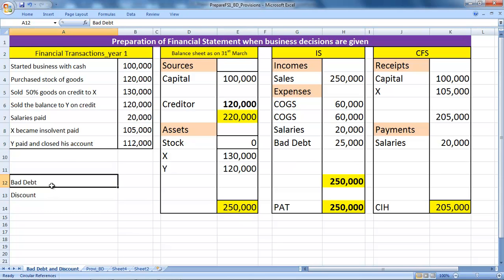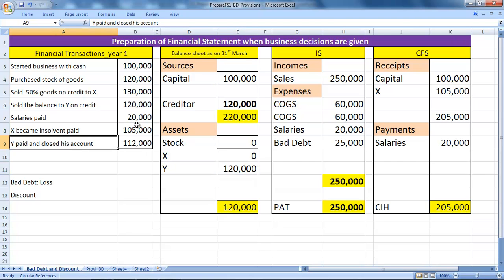And therefore let me define that. So bad debt is a loss. Bad debt is a loss due to the insolvency of the debtor. Bad debt is a loss due to the bankruptcy of the debtor. So Mr. X, who is a debtor, will no more appear on the balance sheet as an asset because he paid 105,000 and there is a bad debt of 25,000, so X becomes zero.